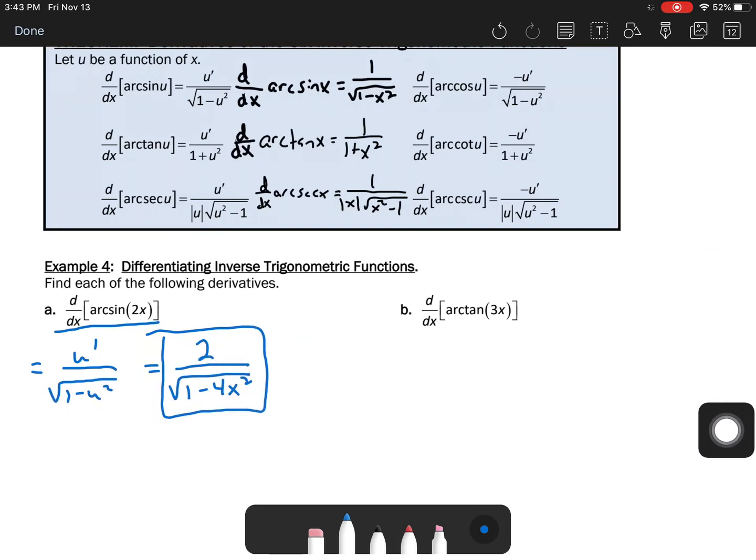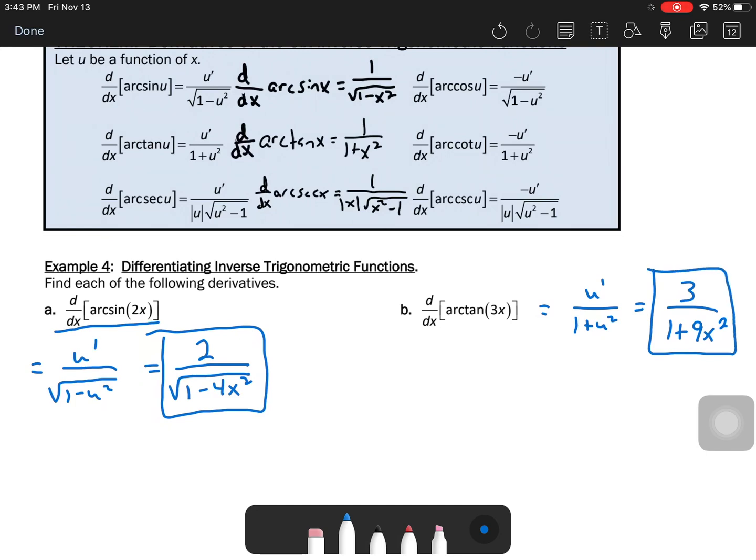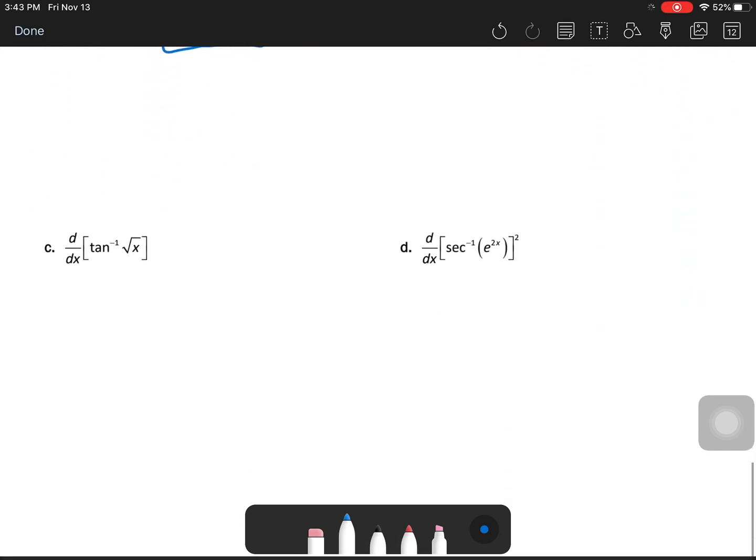Okay. All right, so for the next one, our formula for arctan, we know that one is u prime over 1 plus u squared. And so plugging in the values for that, u being 3x, right? The derivative of 3x would be just 3, and then I would have 1 plus 9x squared on the bottom. And that would be my solution there.